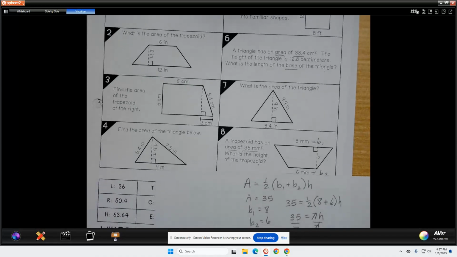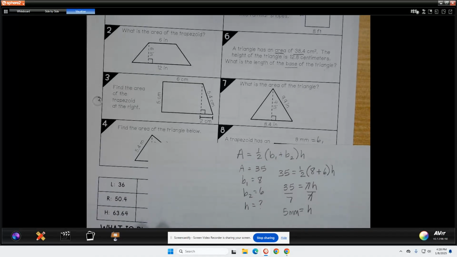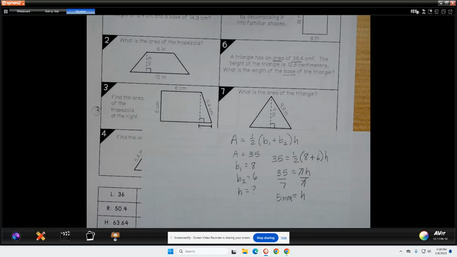Oh, sorry. Just noticed that I didn't show you all the work. Here we go. So, area was 35. 1/2. Base 1 was 8. Base 2 was 6 times height. Simplify. 6 plus 8 is 14. 14 multiplied times 1/2 is 7. So I got 35 equals 7H. Divide both sides by 7. 35 divided by 7 is 5.